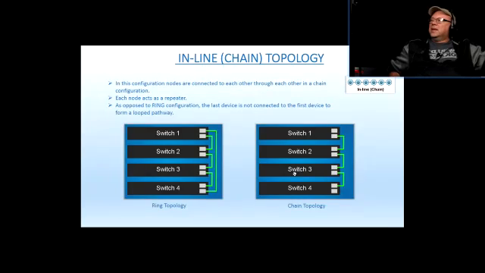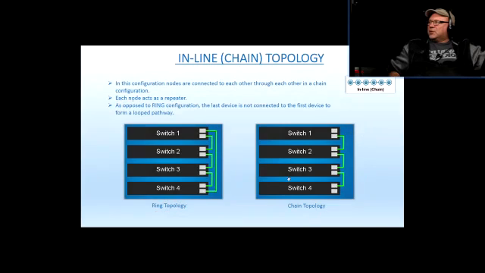Okay. Now, inline and chain topology. Here is the symbol of that. In this configuration, nodes are connected to each other through each other in chain configuration. All right, inline chain. Each node acts as a repeater. So this would be a ring topology, and this would be a chain or inline topology. There is no ring configuration.